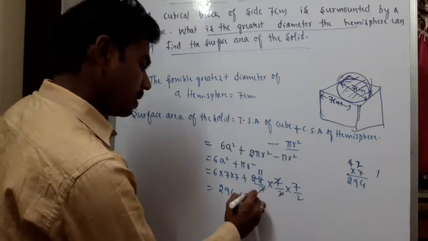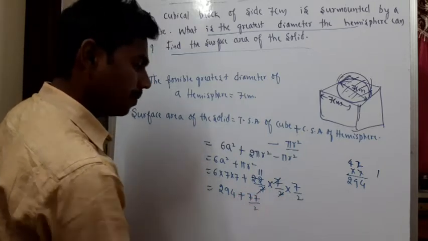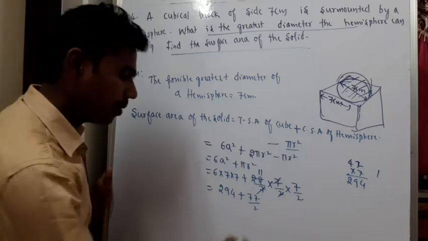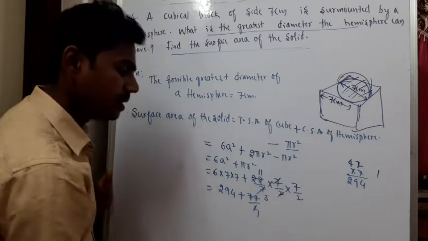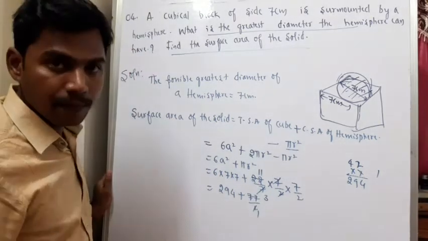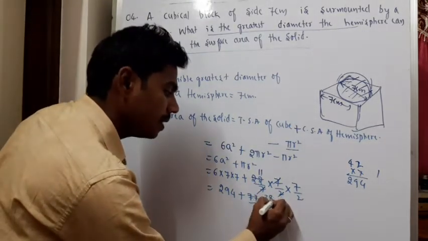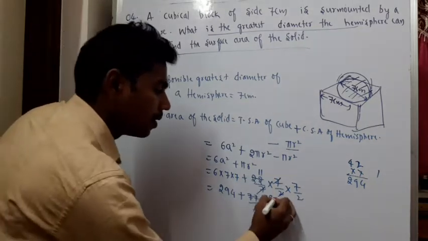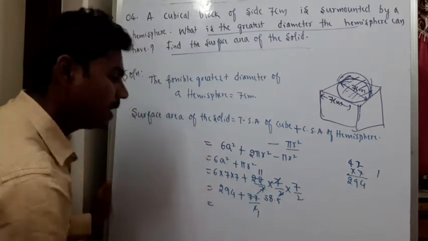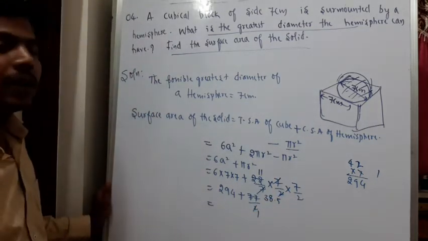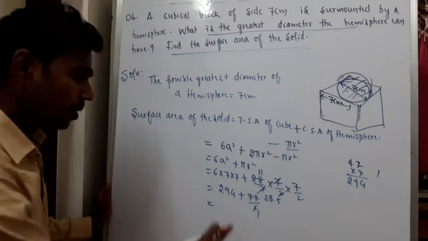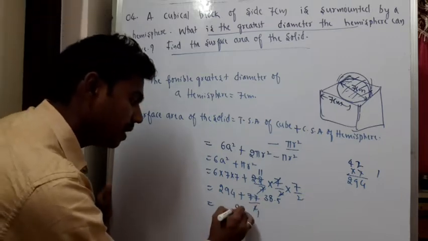So 11 sevens are 77 divided by 2. 2 ones are 2, 2 3s are 6, 1 left, 17. 17 is nothing but 2 8s are 16, 1 left, 2 5s are 10. So 294 plus 38.5. So 4 plus 8, 12, carry 1.